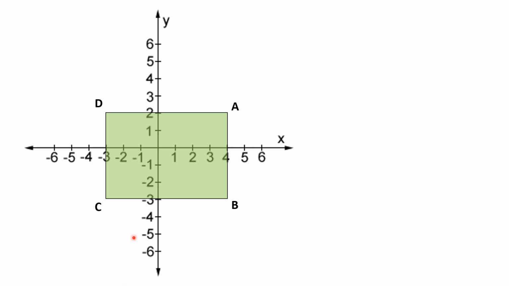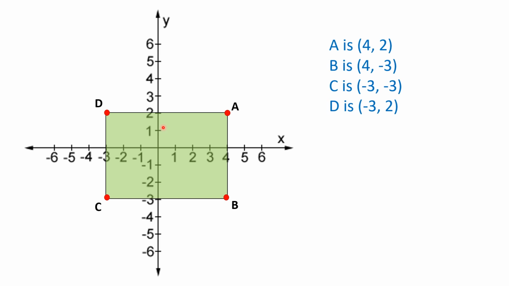Now let us look at lines that are parallel to the axis. Now you can see this rectangle right here, and these are the vertices. And what are the coordinates of the vertices here? The coordinate for vertex A is 4, 2. For B, it's 4 and negative 3, and so on.